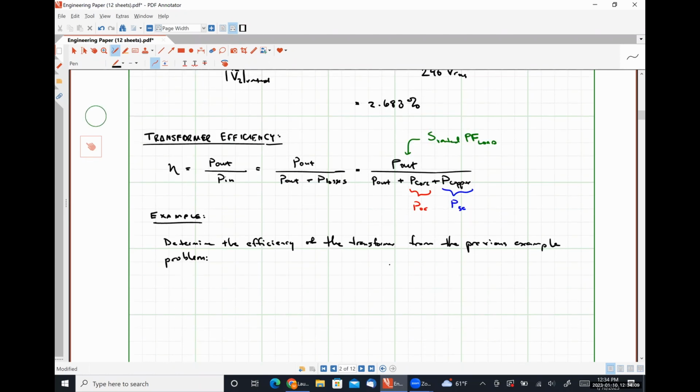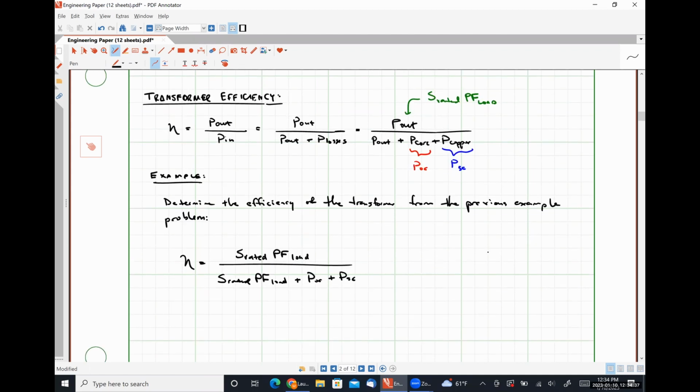So our efficiency is going to be our rated apparent power times the power factor of our load, over our rated apparent power times the power factor of our load plus P_OC plus P_SC. So what was our rated apparent power? 100 kVA.